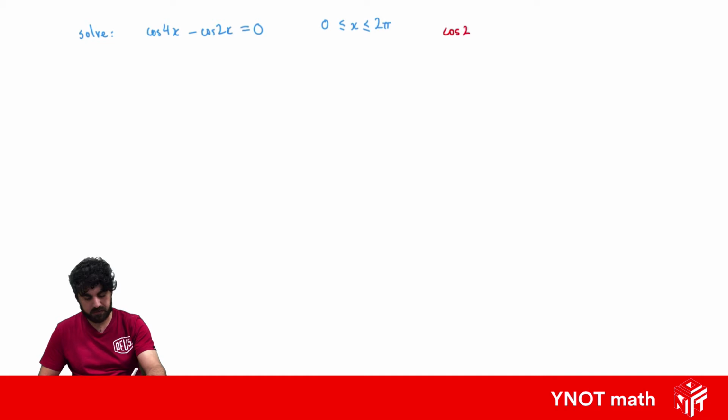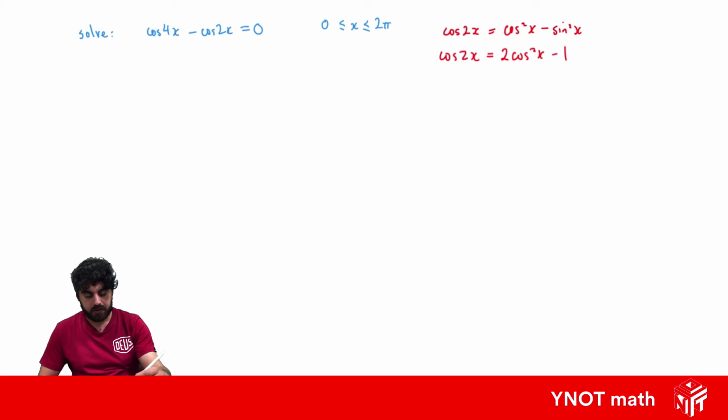So we're going to have cos 2x equals cos squared x minus sine squared x. But it looks like we'd like to keep everything in terms of cos. So we'll use the 2 cos squared x minus 1 form. And we have cos of 4x.